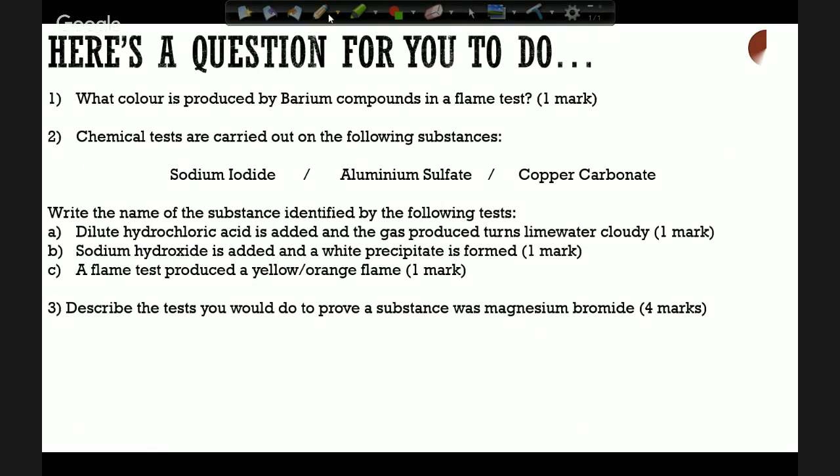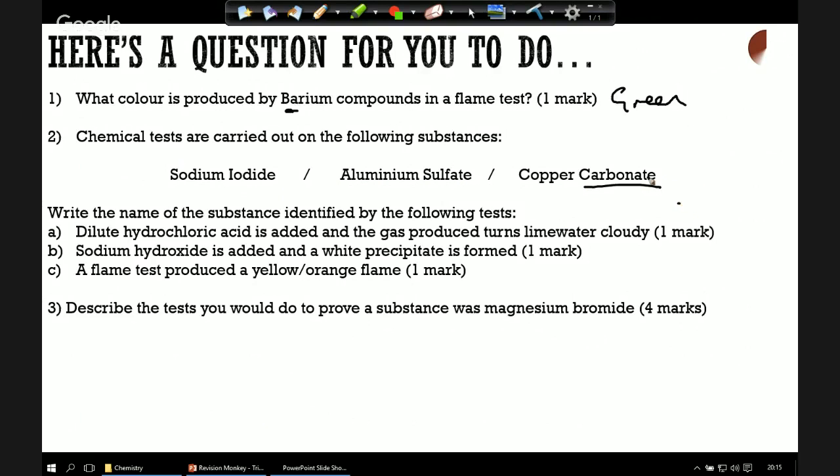Okay, let's go through the answers then. The first one's what colour is produced by barium compounds in a flame test? Barium is green. The next one, chemical tests are carried out on the following substances: sodium iodide, aluminium sulfate and copper carbonate. Write the name of the substances identified by the following tests. Well, if hydrochloric acid is added and gas is produced, that must be talking about the carbonate. So this one would be copper carbonate. Doesn't prove to us that it's copper, but out of those three options, it must be the carbonate.